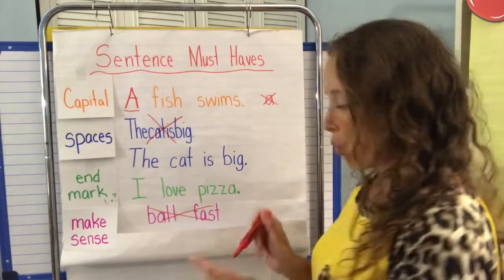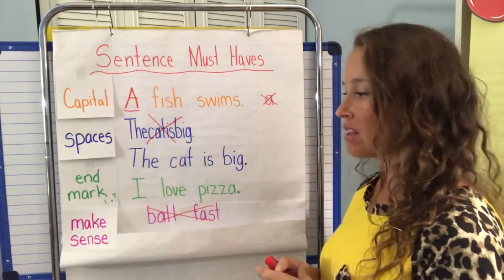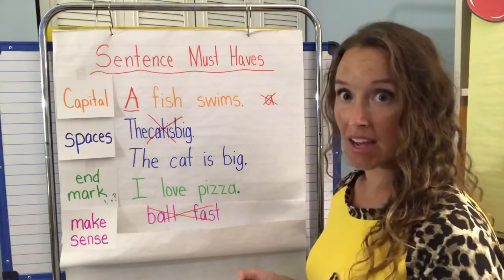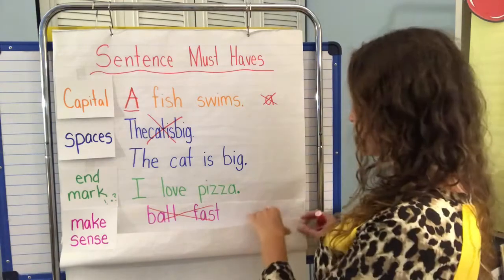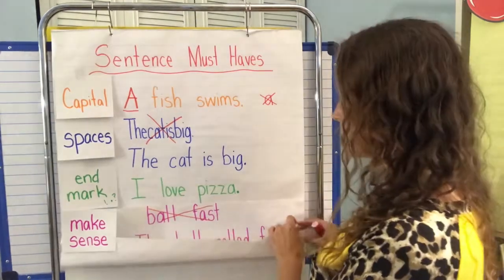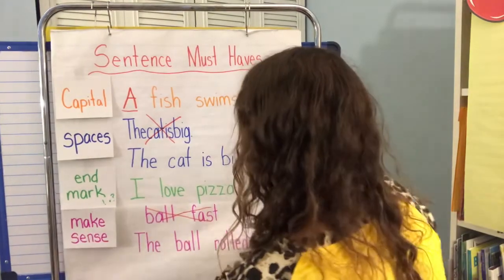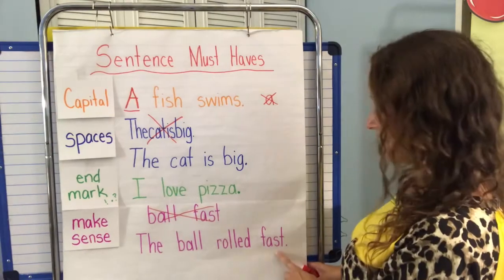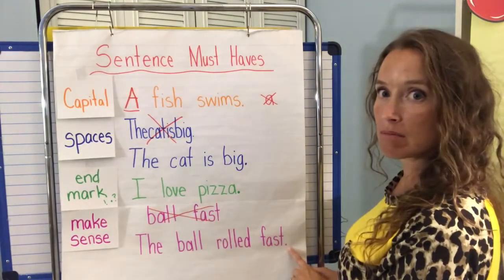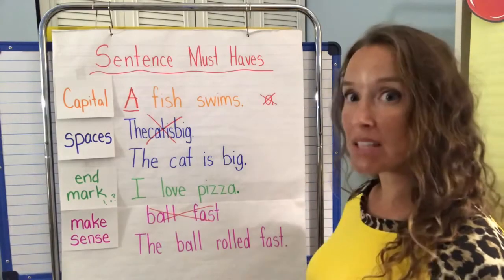I've got to think, what could I tell you about the ball? How could I put that in a sentence? The ball rolled fast. Does that make sense? The ball rolled fast. Yeah, I'm telling you a complete thought. It makes sense. Okay, and here's my sentence. The ball rolled fast, period. Make sense? Yes. Okay, so these are our sentence must-haves.